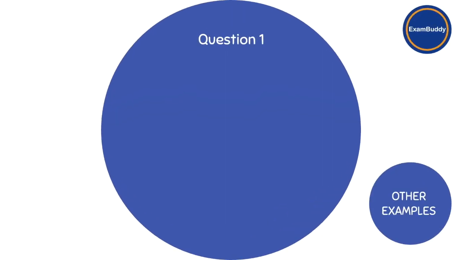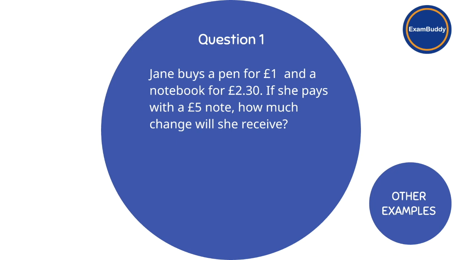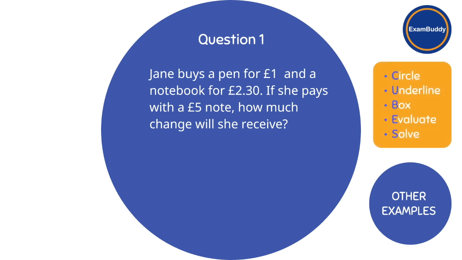So question 1. Jane buys a pen for £1 and a notebook for £2.30. If she pays with a £5 note, how much change will she receive? So let's go through CUBES systematically. First of all, let's circle all of the numbers that we see in the question. Then let's underline the key part of the question to ensure that we are clear what the examiners want us to do here. In this question, it's how much change will she receive. This is what we need to calculate.